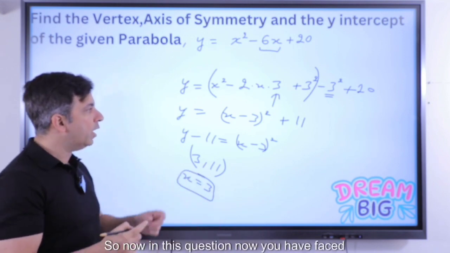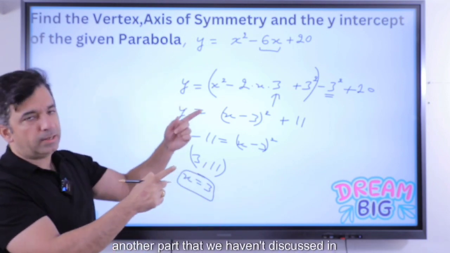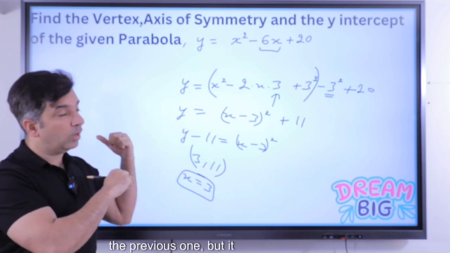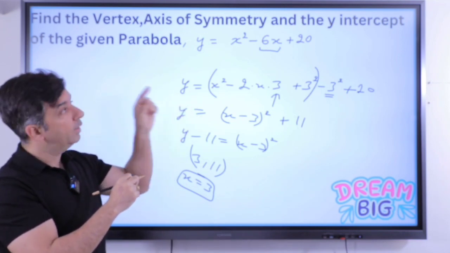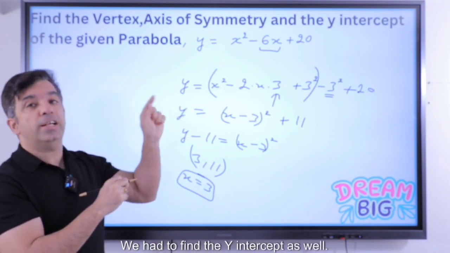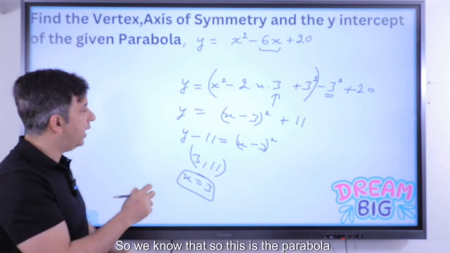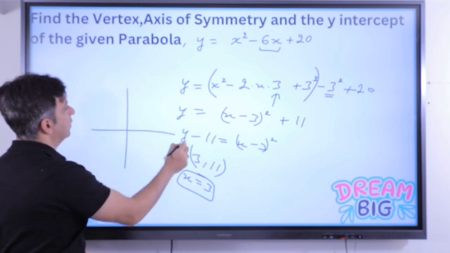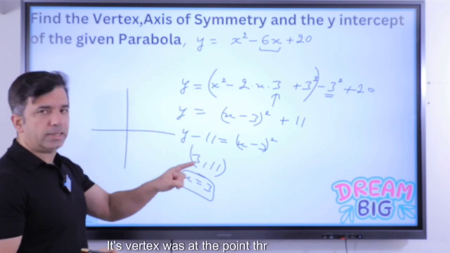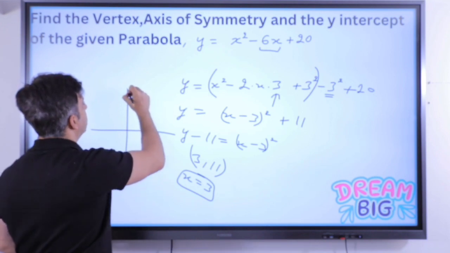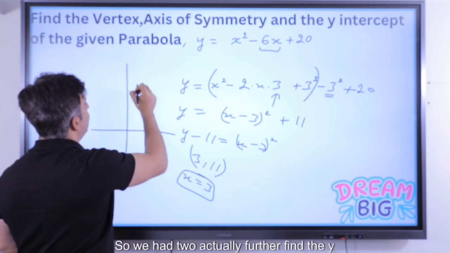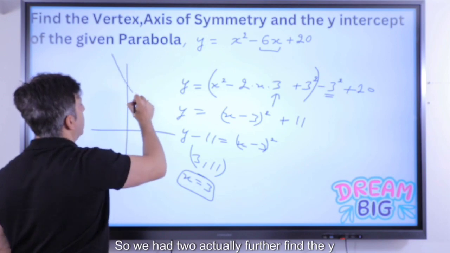Now in this question, you have faced another part that we haven't discussed in the previous one, but it was very easy and it was expected that you would even hit upon this one. We had to find the y-intercept as well. So this is the parabola, the required parabola. Its vertex was at the point 3 comma 11, which means x is 3 and y is 11. So we had to actually further find the y-intercept.